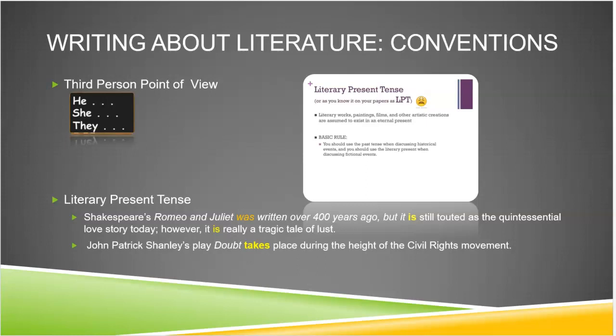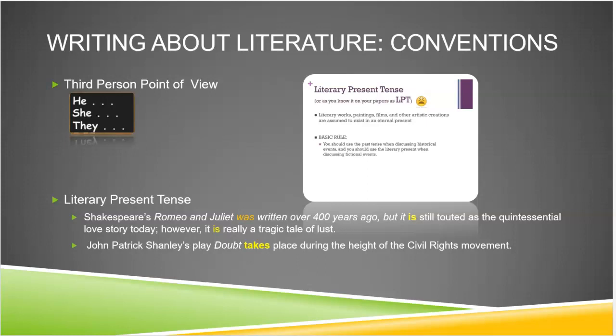The other convention is particular to writing about a work of literature, and that is writing in literary present tense. What we mean by that is that since works of literature stand the test of time, and we may still read things today that were written 400 years ago, like works by Shakespeare, for example, those things are considered to live in the eternal present tense. And so the vast majority of the time when you're writing a literary analysis paper, you'll be writing in literary present tense. So you'll be using present tense verbs.